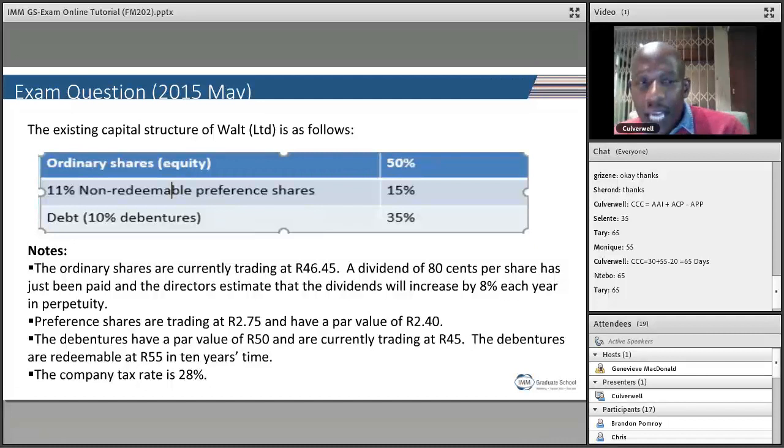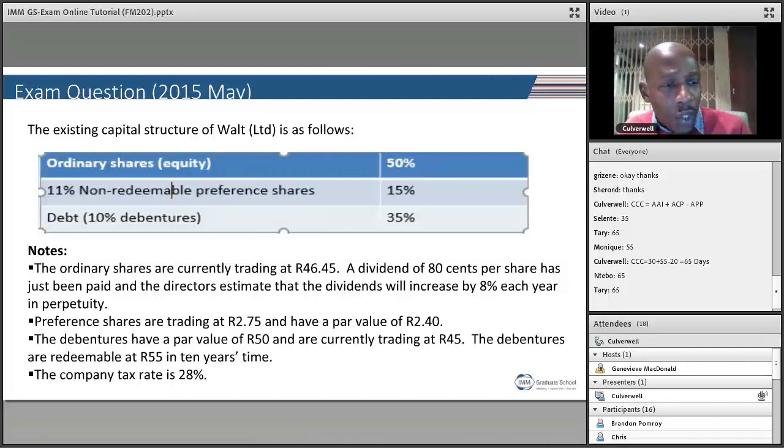It goes without saying, remember I gave you two scenarios. You need to pick: is the company paying ordinary dividends or not? In this regard, it is. Are these dividends growing? Yes, they are growing at 8%. So what formula would you use? The dividend growth model. So that is how one is going to calculate the cost of ordinary shares. You use the dividend growth model.